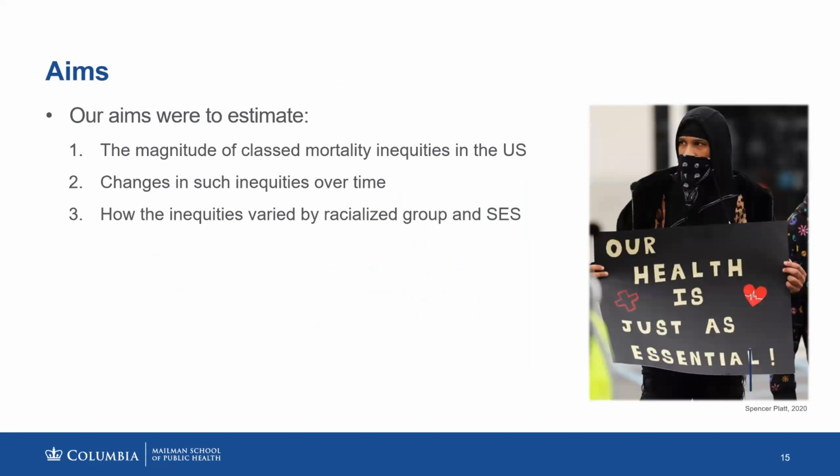Thus, our specific aims in this study were to estimate the magnitude of class mortality inequities among working-age US adults, to analyze changes in such inequities over time, and to identify how the inequities varied across subgroups, including by racialized group and socioeconomic status, which I'll focus on in this presentation.